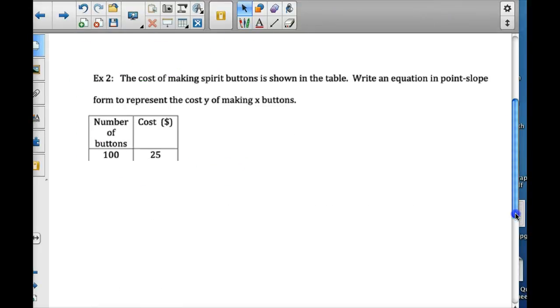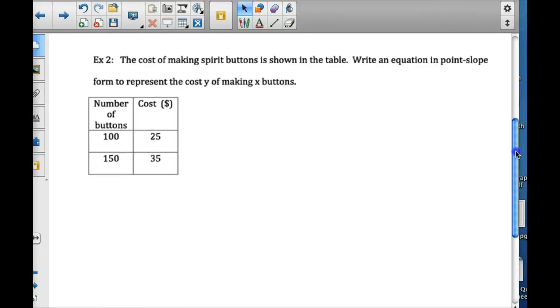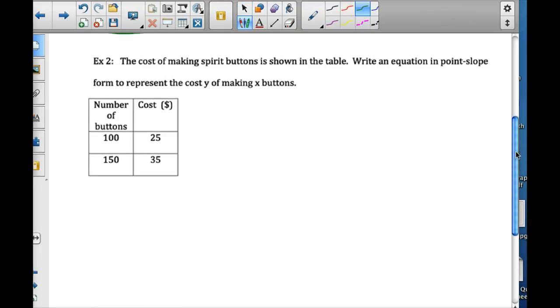All right, last problem. The cost of making spirit buttons is shown in the table. Write an equation in point slope form to represent the cost y of making x buttons. So we want our answer in point slope form. Everybody circle or underline the words point slope form. It's a good habit to get into, to circle or underline what form you want your answer in.